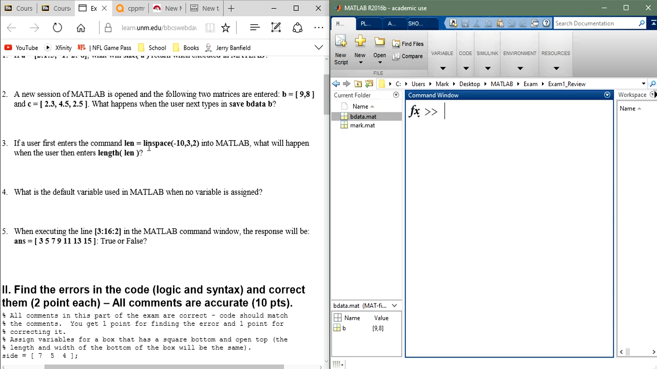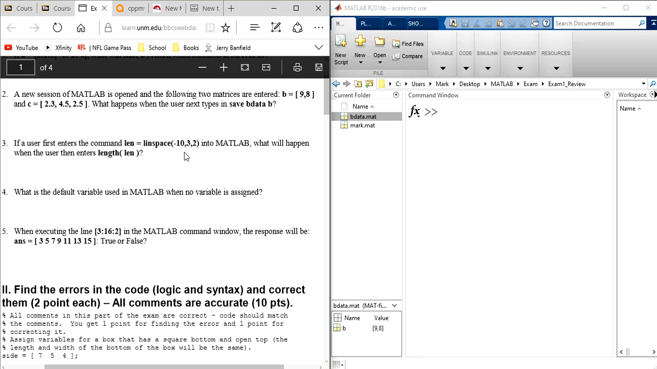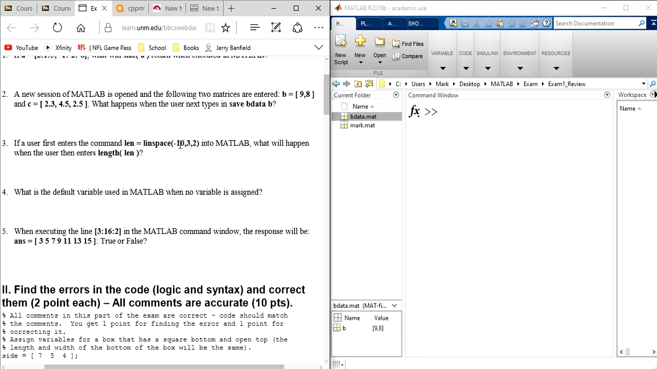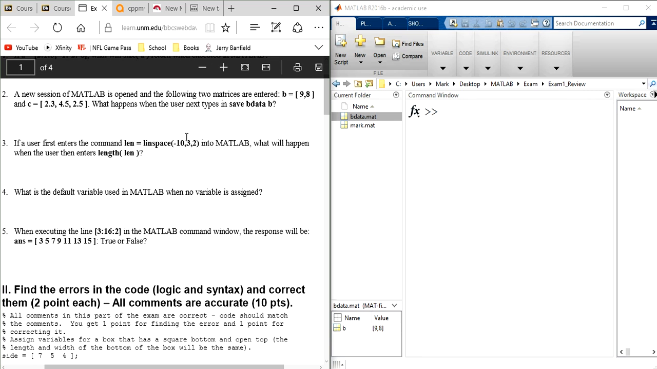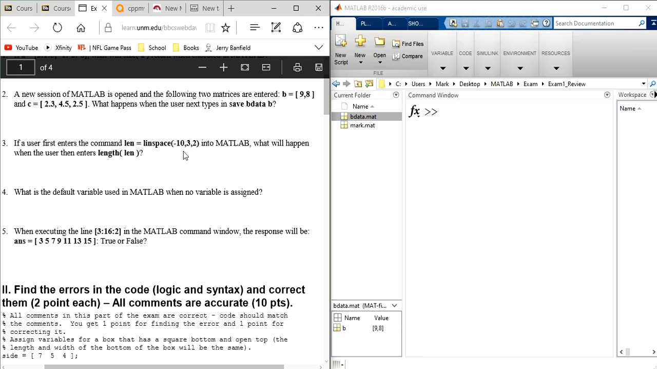We got that far. That's half points, guys. And then we just need to figure out what this linspace means. And the way linspace works is the first section tells us our first variable. This section tells us our ending variable. And this tells us how many variables we want between the two. And so len is equal to linspace -1032.